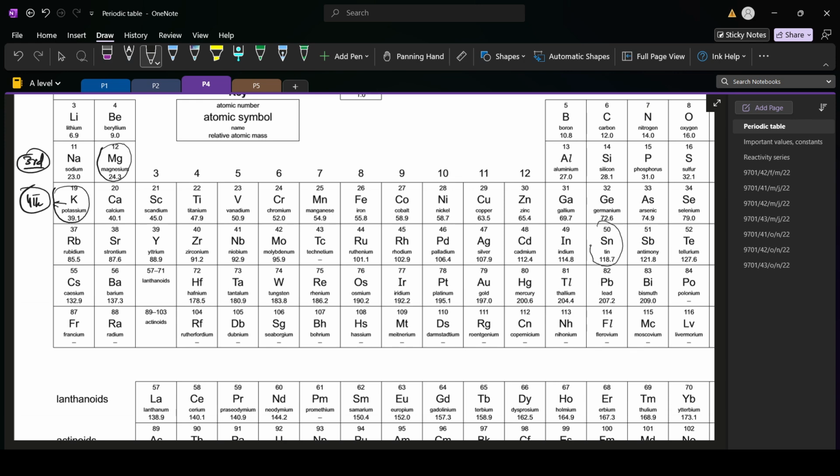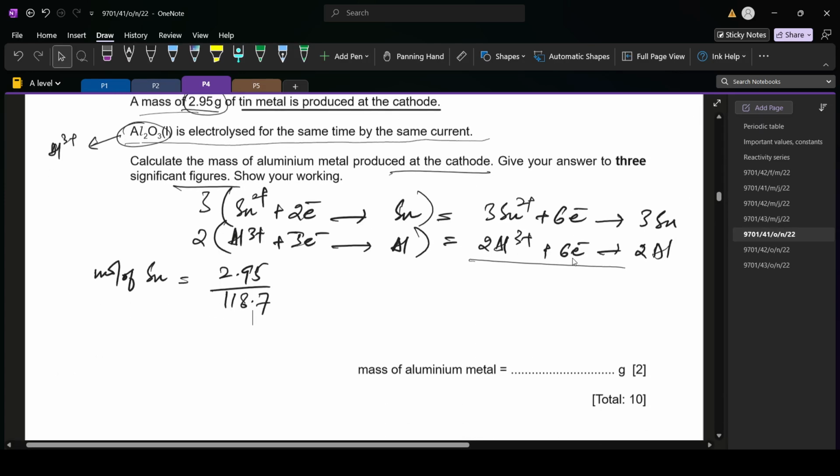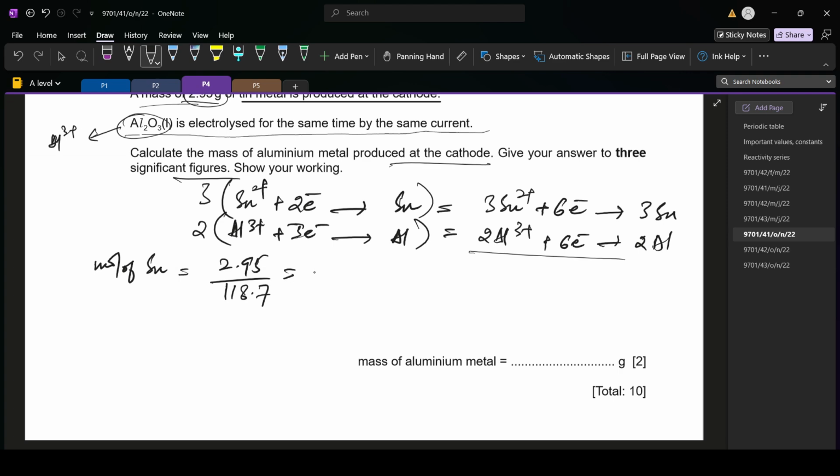This is your tin, 118.7. This is your Ar. From here you will calculate the moles of Sn, and you will get an answer of 0.0249 moles. Now you have to calculate the moles of aluminum that will form by ratio.